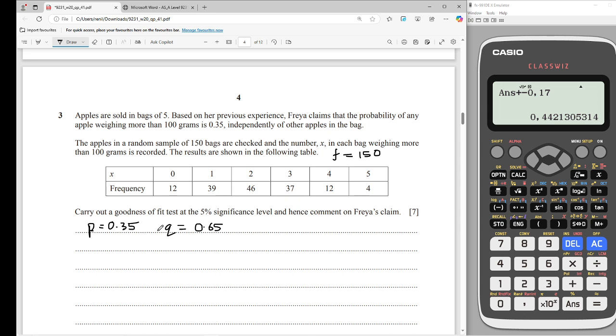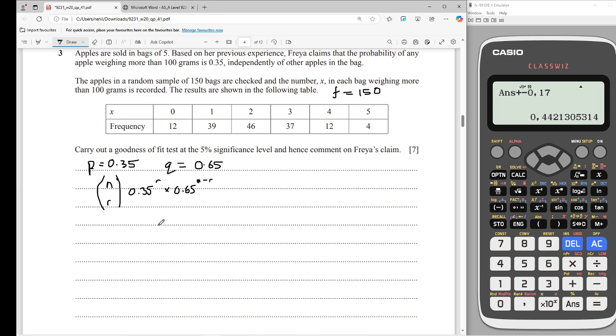Now we should know that a certain formula for this is the binomial expansion. It says that it's nCr multiplied by 0.35, which is p, to the power r, multiplied by 0.65 to the power n minus r.